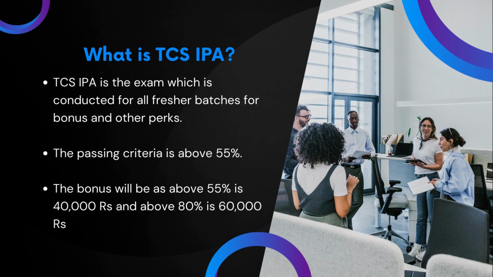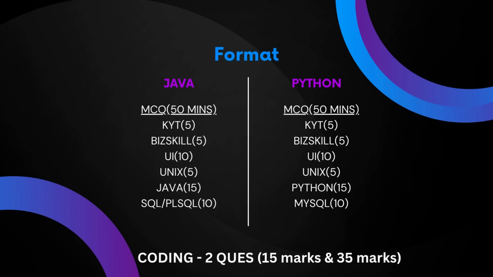Now we will go to the format of the IPA. The fresher can choose any one of two formats. You can choose Java or Python. In Java and Python, everything will be the same except in Java there will be 15 Java MCQs and 10 SQL or PL/SQL MCQs. In Python, there will be 15 Python MCQs and 10 MySQL MCQs.